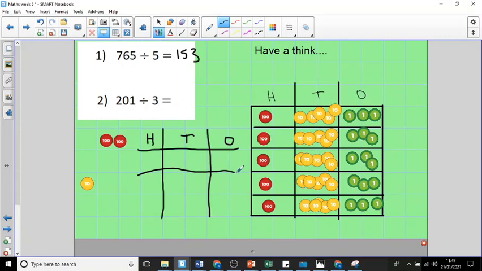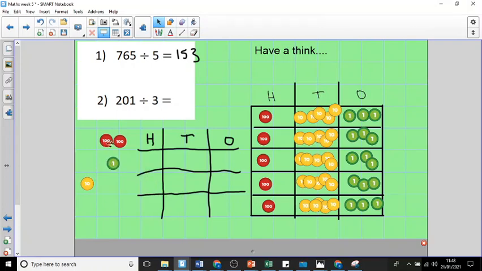2, 3. So I would have, so I'm sharing 200 divided by 3. So I've only got 200s, haven't I? So I'm not going to be able to do that. I'm going to have to grab another 1 from over here because I've got 201, haven't I?